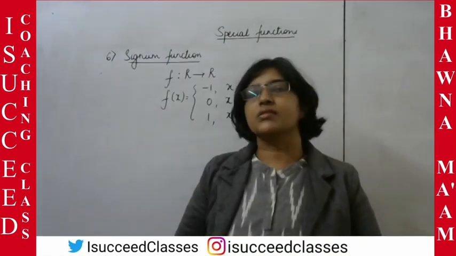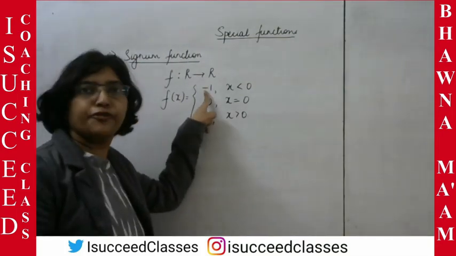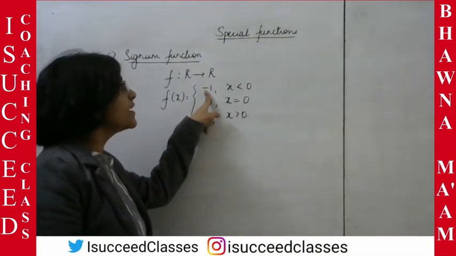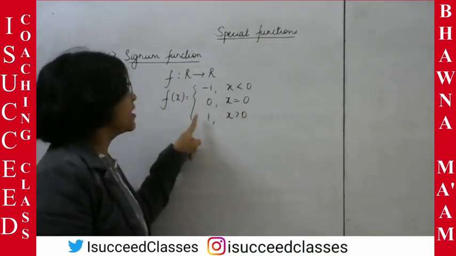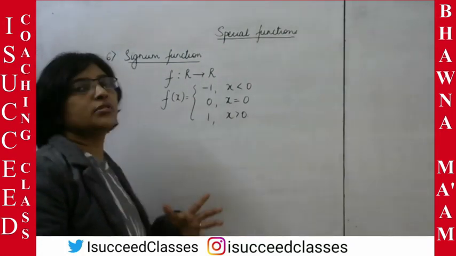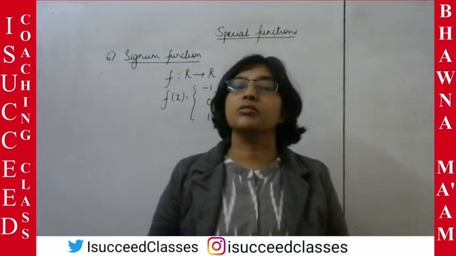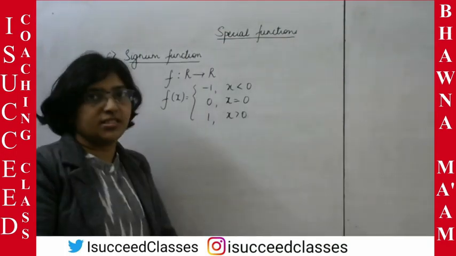So the next one is the signum function, and it is particularly defined in this way. That is, for all negative numbers, it is -1. For 0, it's 0, and for positive numbers, it is 1. So this is a special function which has applications in higher studies.